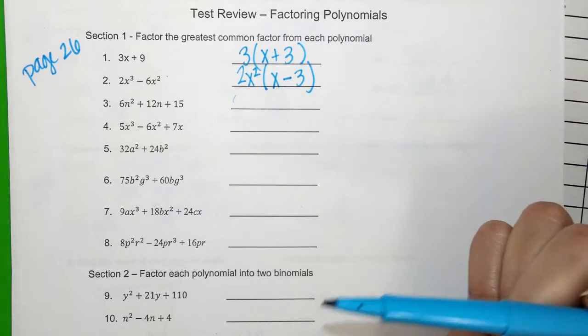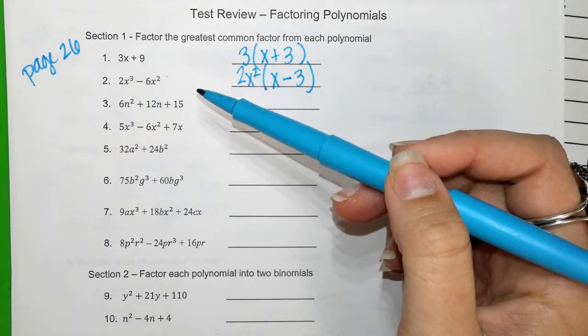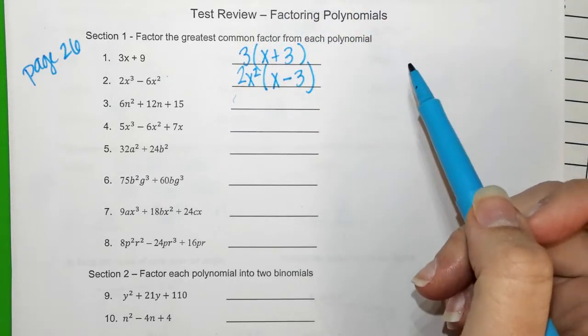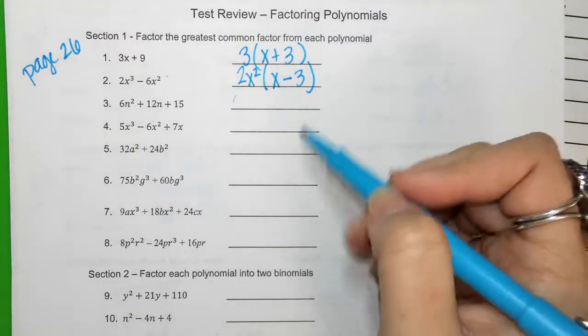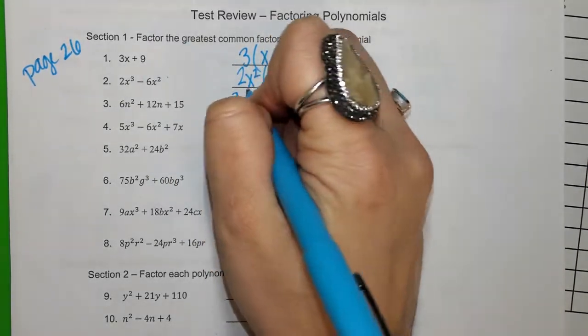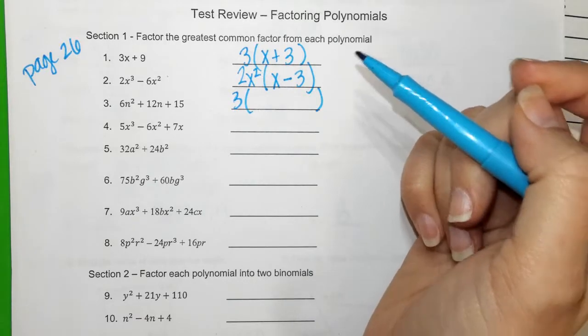Let's look at number 3. What's the biggest number that goes into 6, 12, and 15? 3. No, I want you to tell me the biggest number. Thank you. 3. All right, now, do I divide everything by 3 or one of the things?